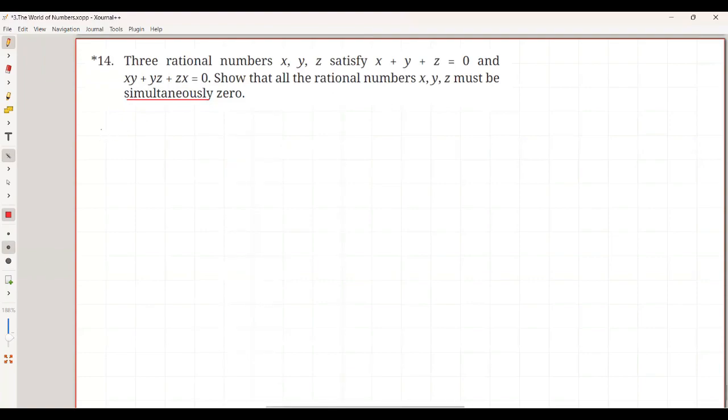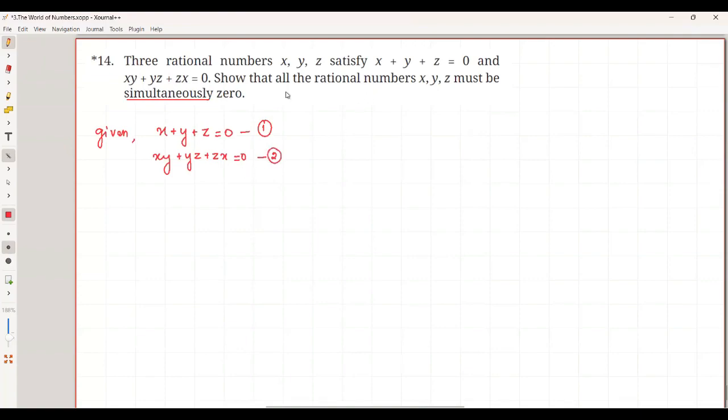First, write what is given in the question. Given x plus y plus z is equal to 0. This we can take as the first equation. Next, given xy plus yz plus zx is equal to 0. This is my second equation.